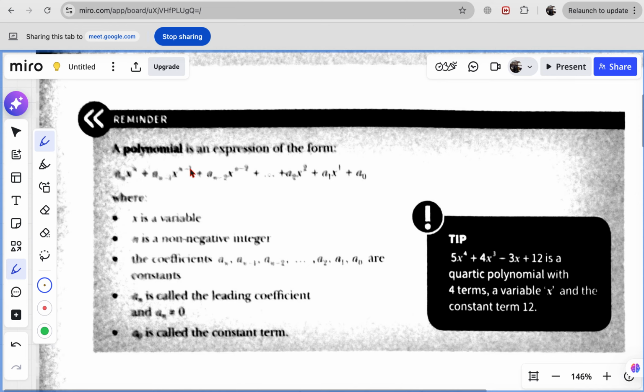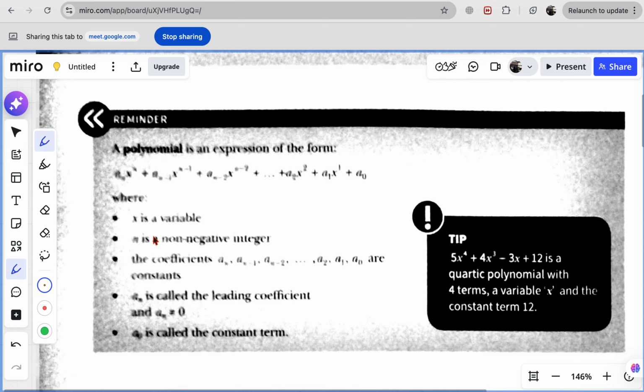This is how we write a polynomial. And we're going to see that x is the variable, and n is a non-negative integer. And then the coefficients of this polynomial are the a's. These are the coefficients. Then the constant is a naught.